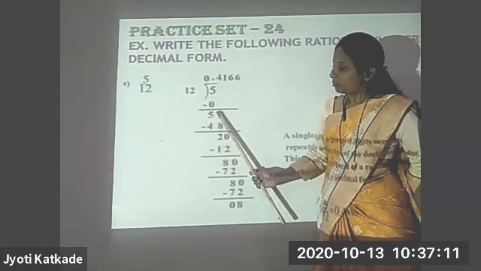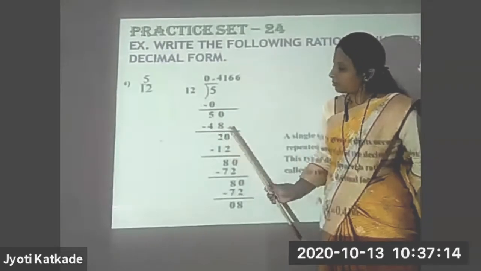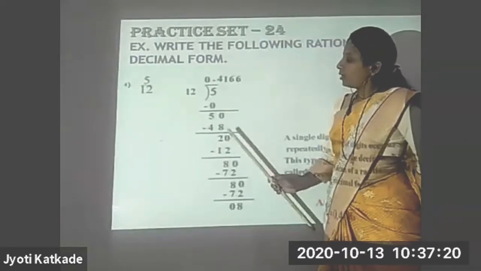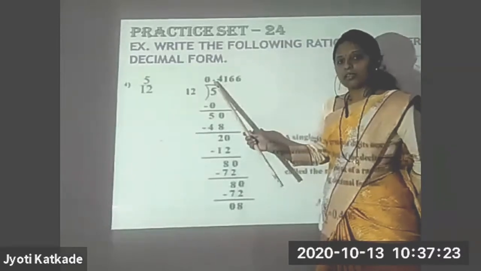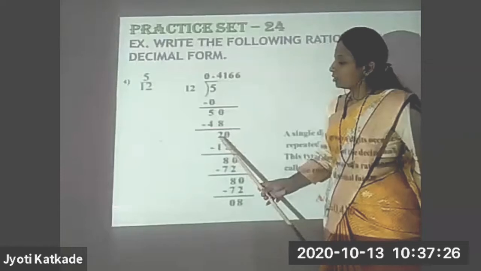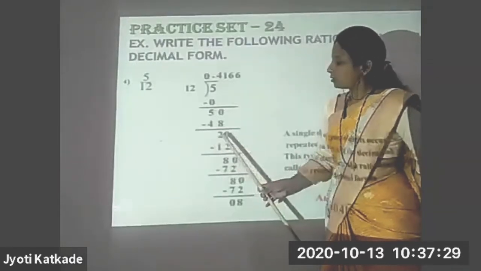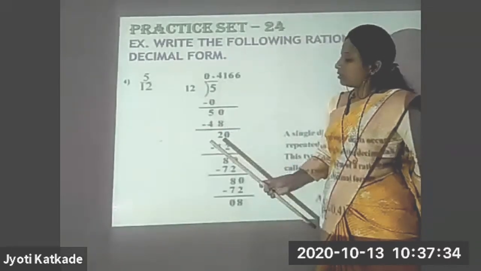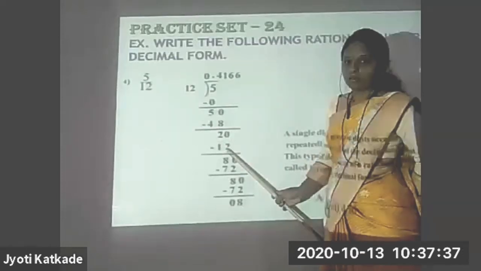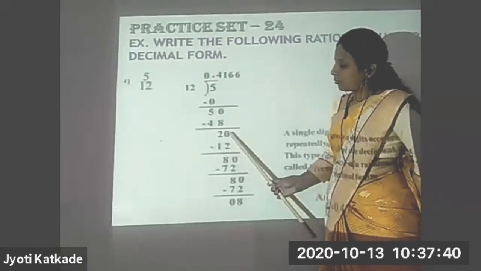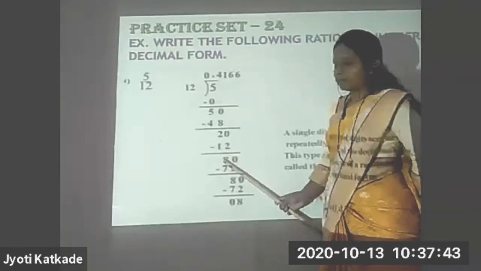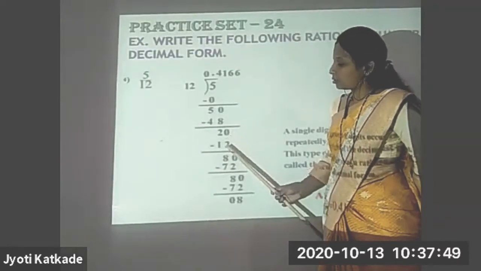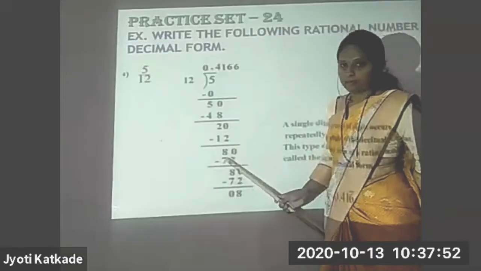Only 2, when we minus 48 from 50, we get value 2. Now we have taken the decimal point, that's why we can take 0 on this 2. Means there is 20 now. Divide this 20 by 12. 12 ones are 12. Minus 12 from 20, we get 8. Yes, 12 plus 8, 20.